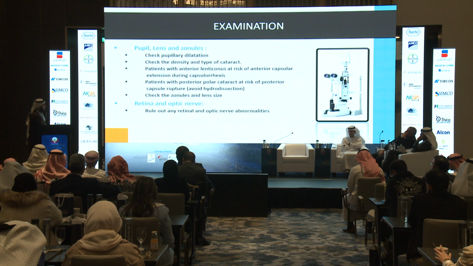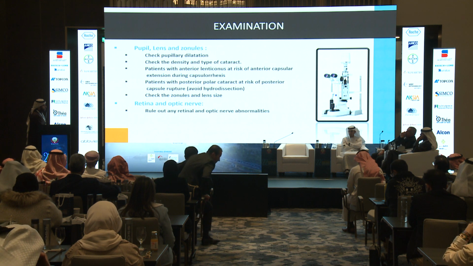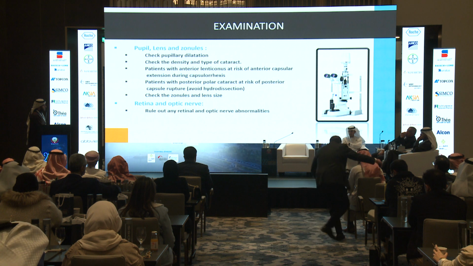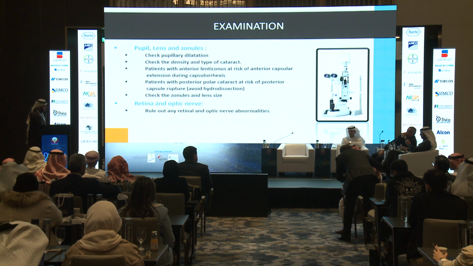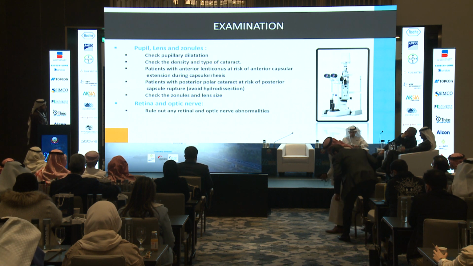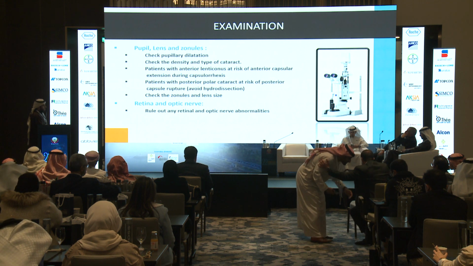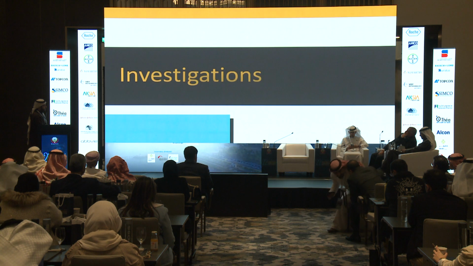For example, patients with anterior lenticonus are at higher risk of anterior capsule extension if you start at the area of lenticonus during capsulorhexis. Patients with posterior polar cataract are at risk of posterior capsule rupture, so we have to avoid hydrodissection. Check the zonules and lens size. If the size of the lens is very small, we have to think about zonulopathy or microspherophakia. Also examine the retina and optic nerve to rule out any retinal or optic nerve abnormality.